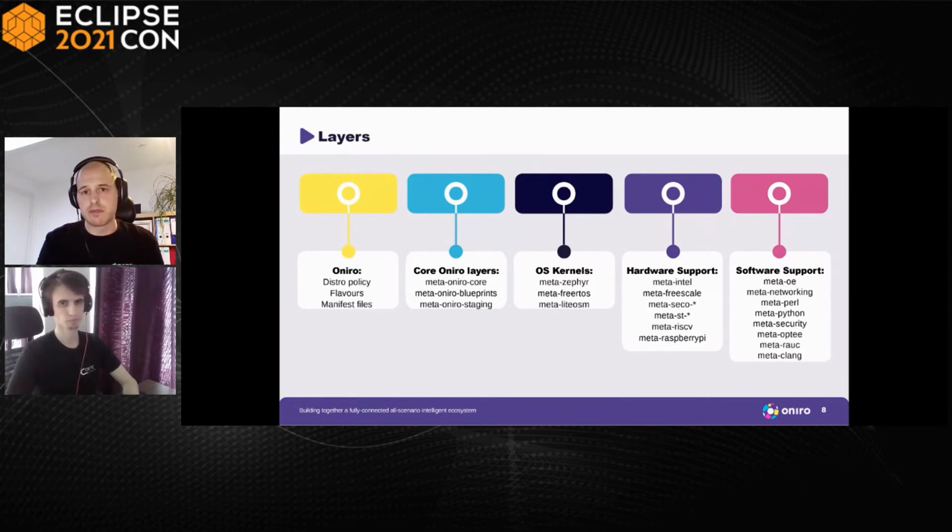Then we have blueprints, where we create demos for different blueprints to decide what components go in there, create specific images for that and so on. And then we have the staging area for things that are not yet ready to get upstream to Yocto OpenEmbedded, but we still need to work on that and still need to have it be part of our distribution.